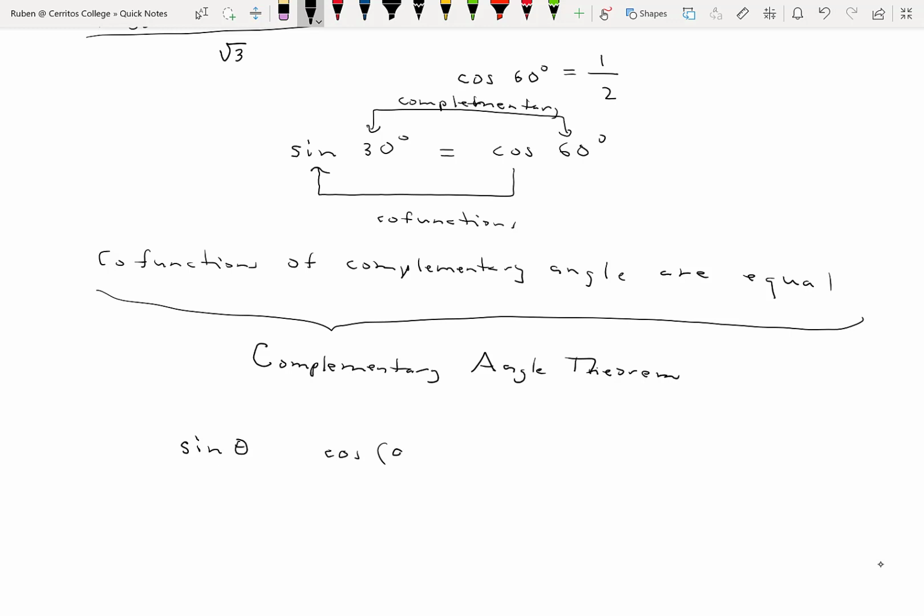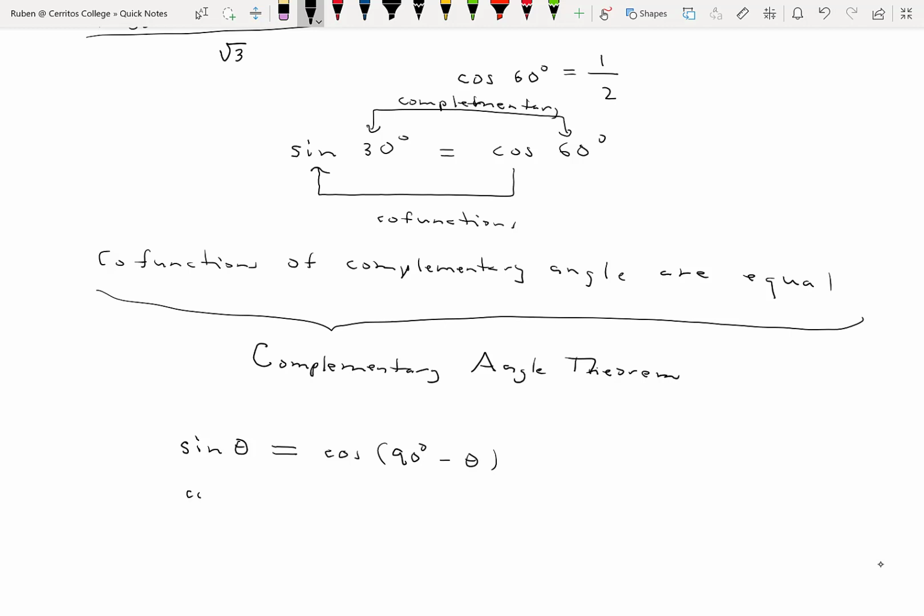Theta and 90 degrees minus theta are complementary angles. Cofunctions, sine and cosine, of complementary angles, theta and 90 degrees minus theta, are equal. That's an identity. It's always true. So, where are the other 11 identities?